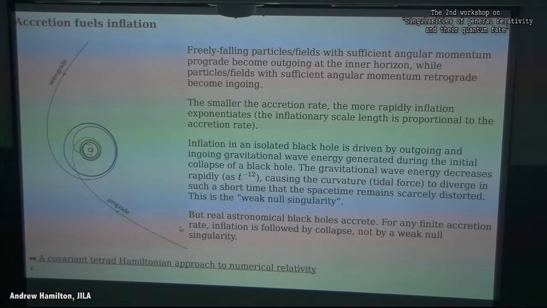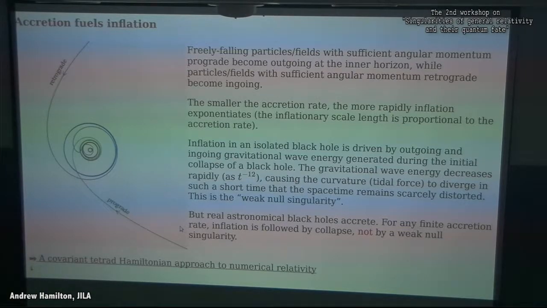So this is kind of weird. Usually one is used to an instability where the smaller the influence, the smaller the effect. But here it's different: the smaller the influence, the smaller the accretion flow is, the more rapidly things grow. So it's a very violent instability.